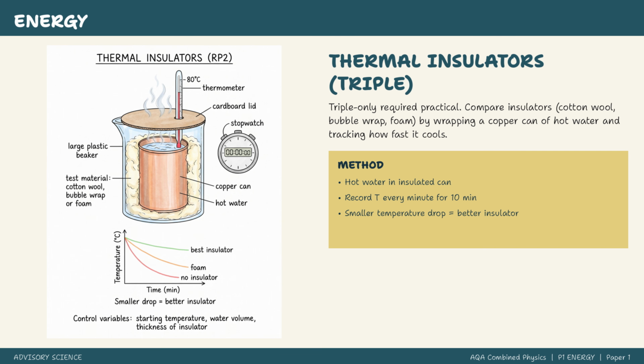A thermometer is placed through a hole in the lid to track the temperature change. You start a stopwatch and record the temperature of the water every minute for 15 minutes. You then repeat the exact same process with different insulating materials. The material that shows the smallest temperature drop over the 15 minutes is the most effective insulator.